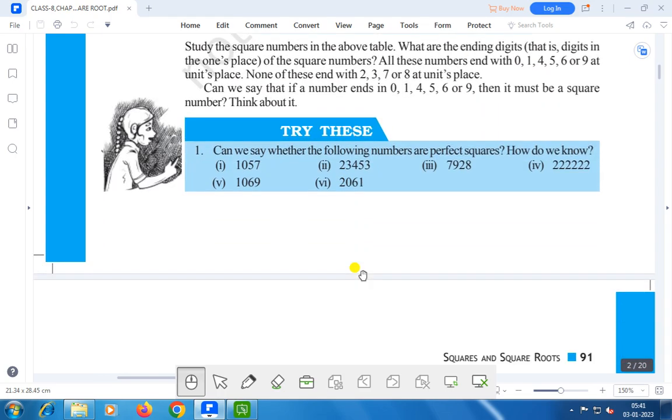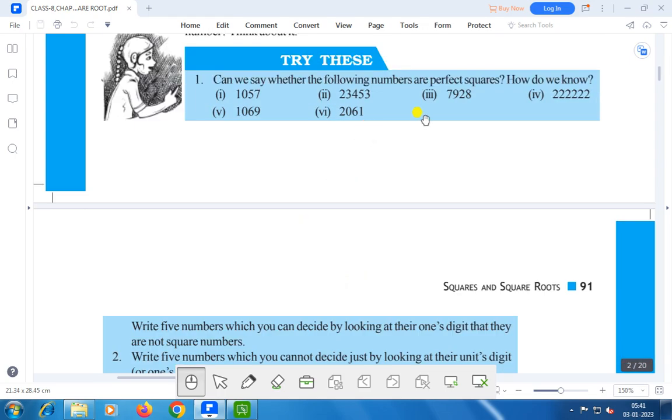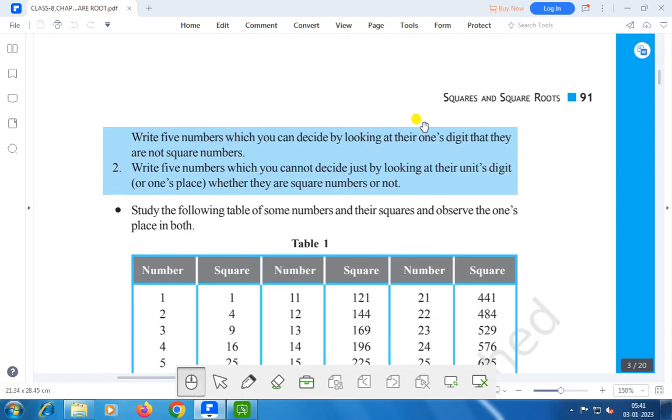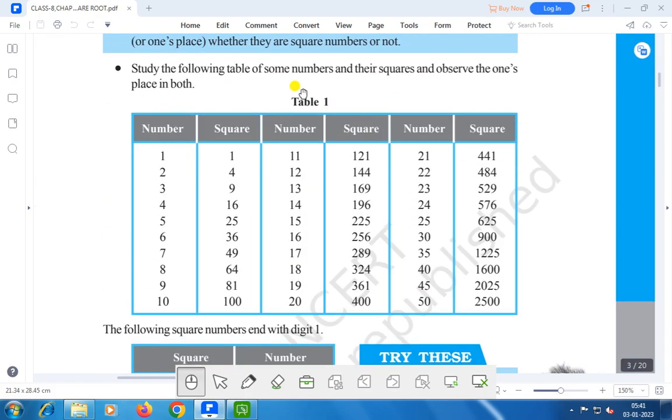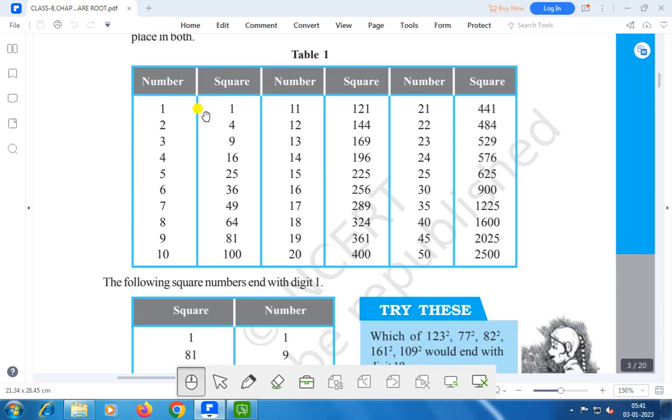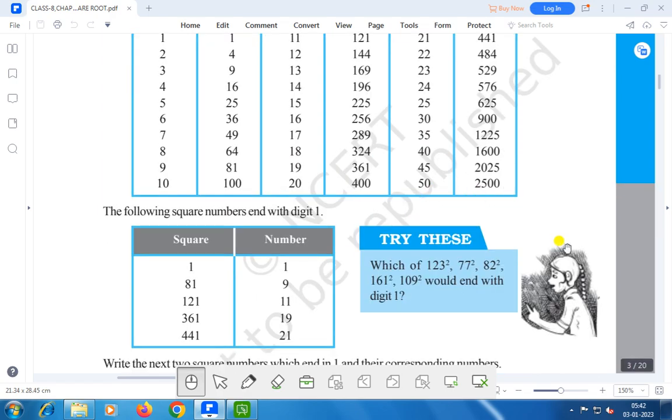Think about it. Can you say whether the following numbers are perfect squares or not? How do you know? Now study the following table of some numbers and their squares and observe the ones place in both. 1 square is 1, 2 square 4, 3 square 9, 4 square 16. 21 square is 441, 22 square is 484, 23 square is 529, 24 square is 576, 25 square 625, 30 square 900, 35 square 1225, 40 square 1600, 45 square 2025, 50 square 2500.